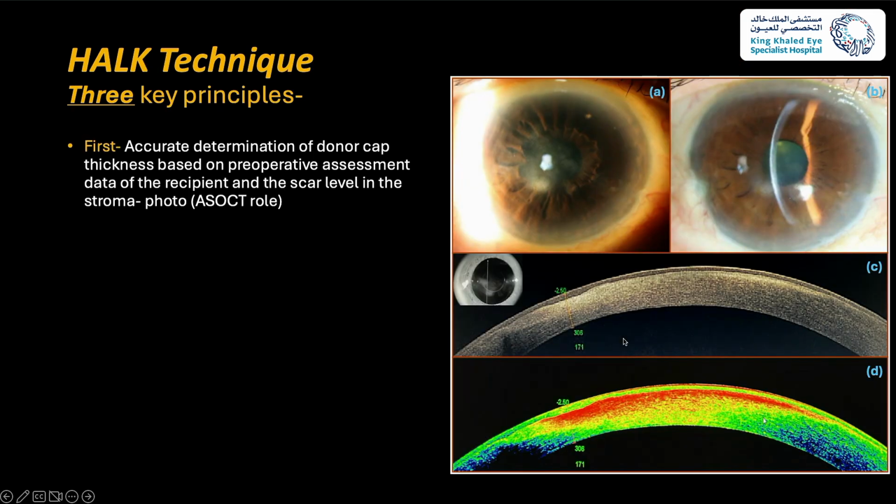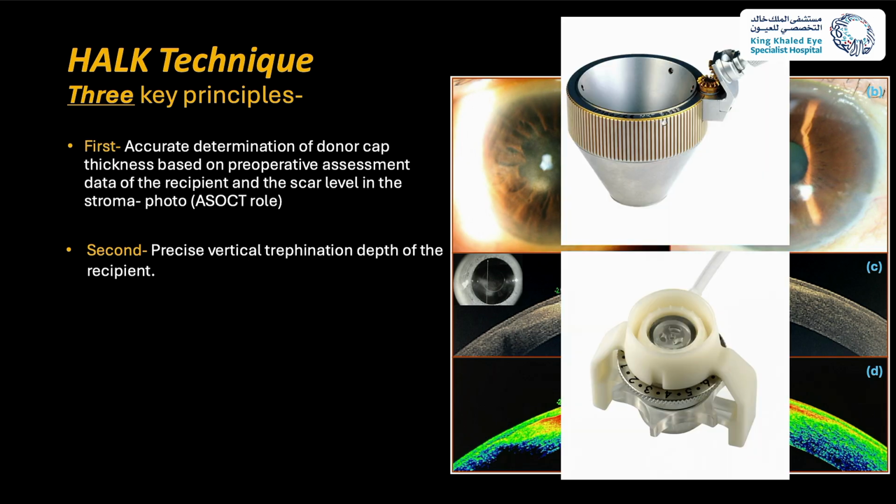So the three key principles in HALK are: one, accurate determination of the donor cap thickness based on the preoperative assessment of the recipient. Because you need to talk to your eye bank, right? And you need to tell them the thickness that you need for your patient, unless you're preparing them inside your OR. The second key principle in HALK is the precise vertical trephination depth of the recipient, which usually uses adjustable trephines. The Hanna trephine, the reusable one, is very accurate, but unfortunately it's not available everywhere.